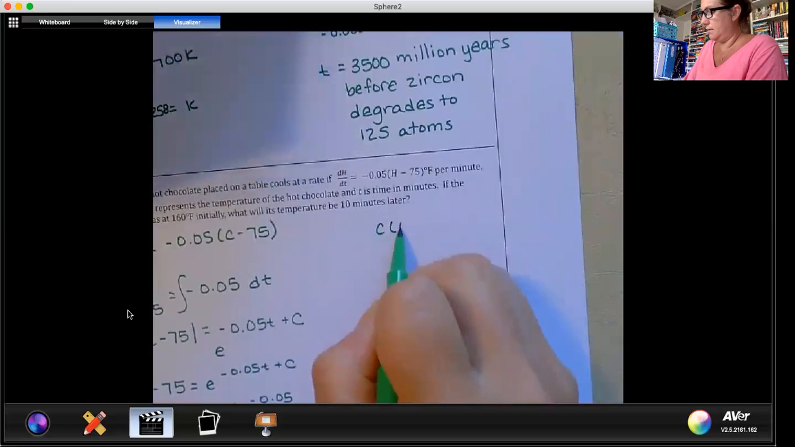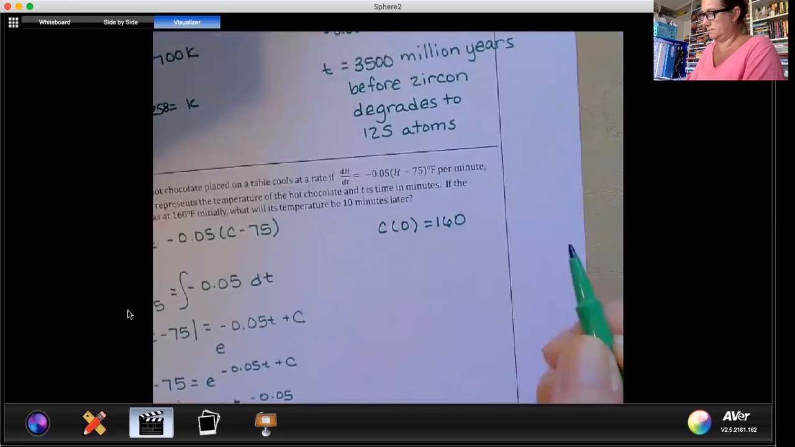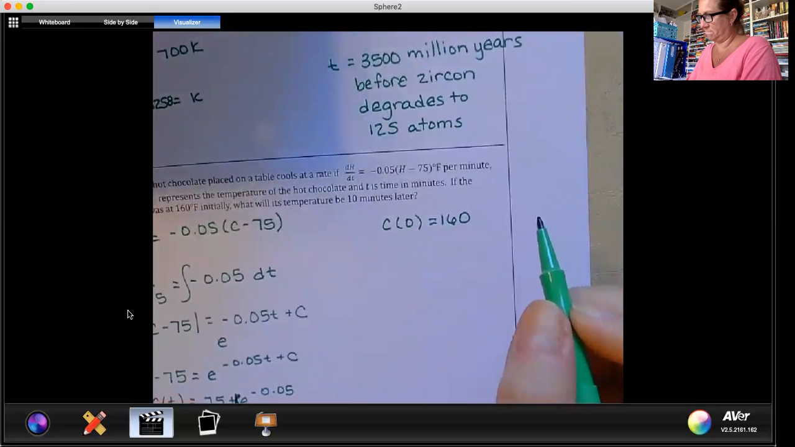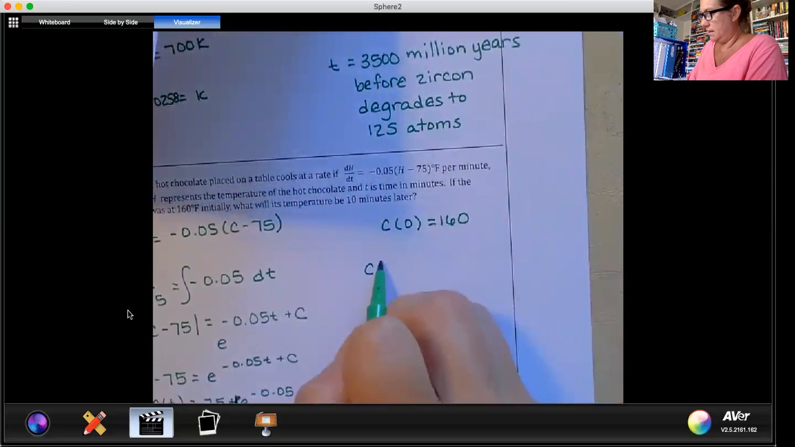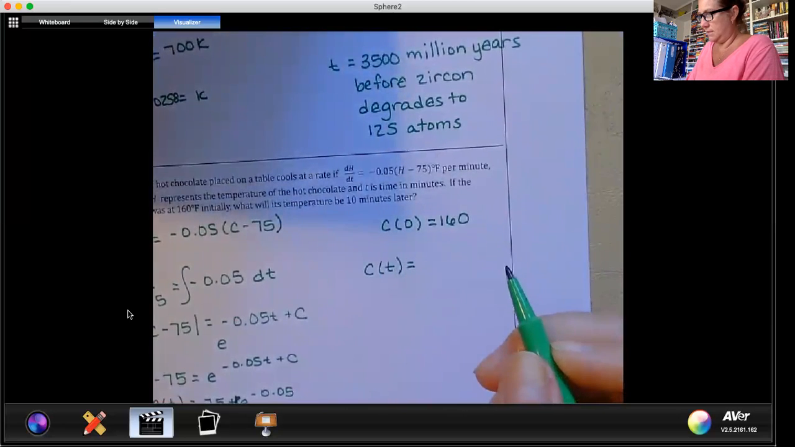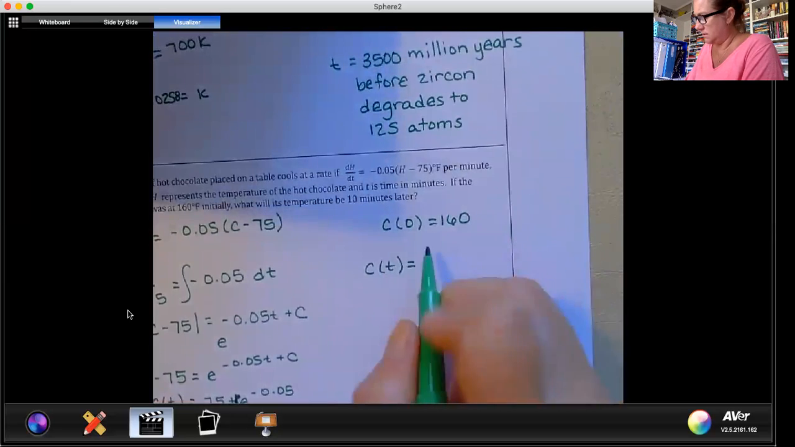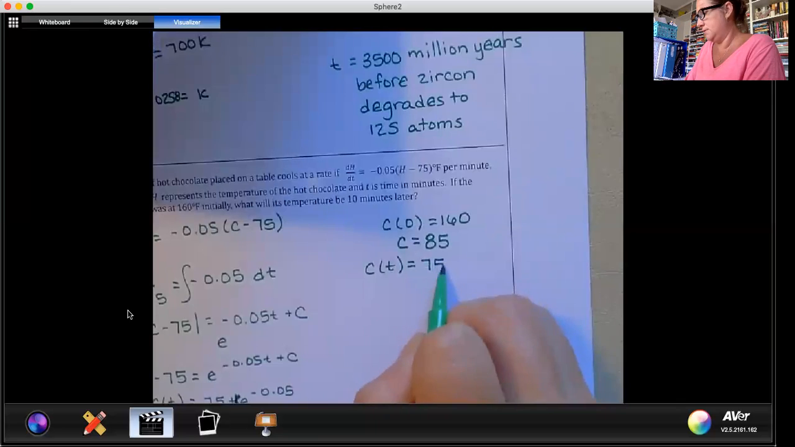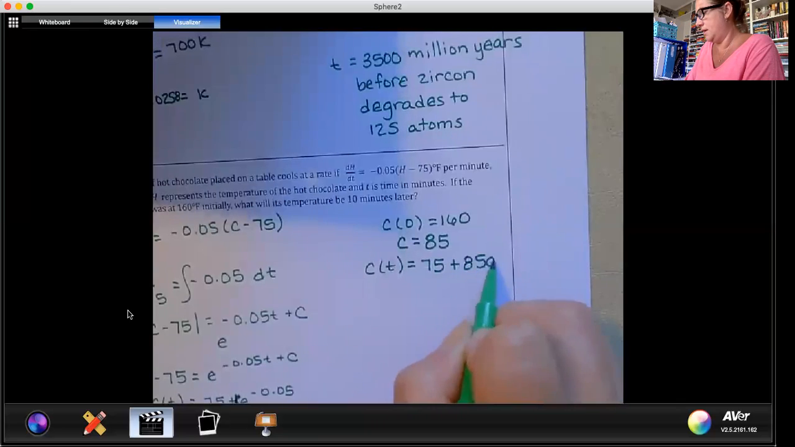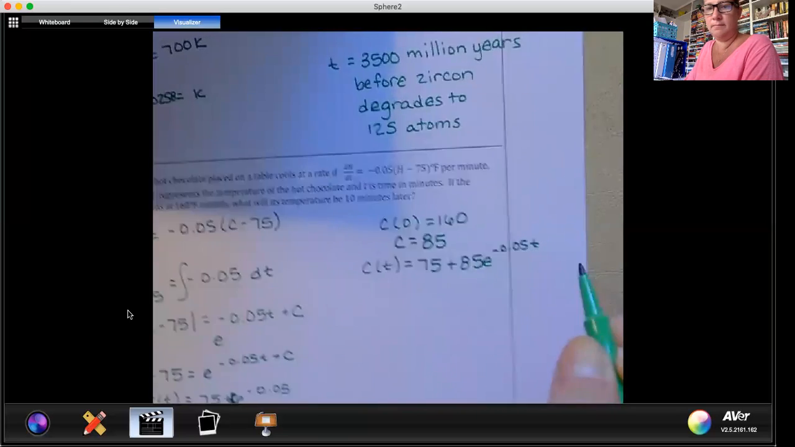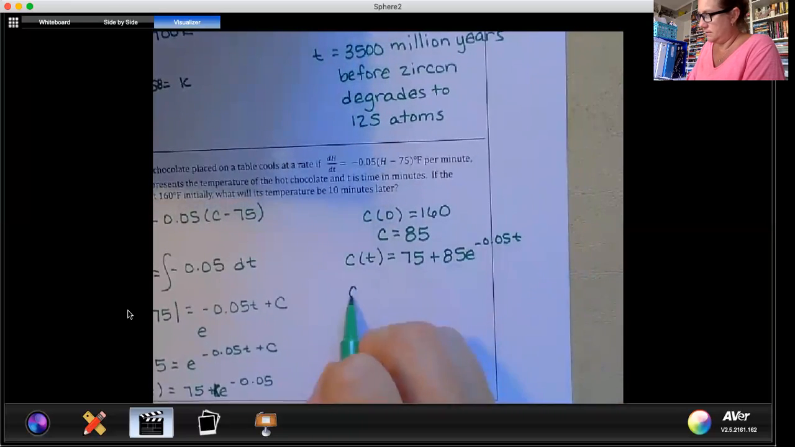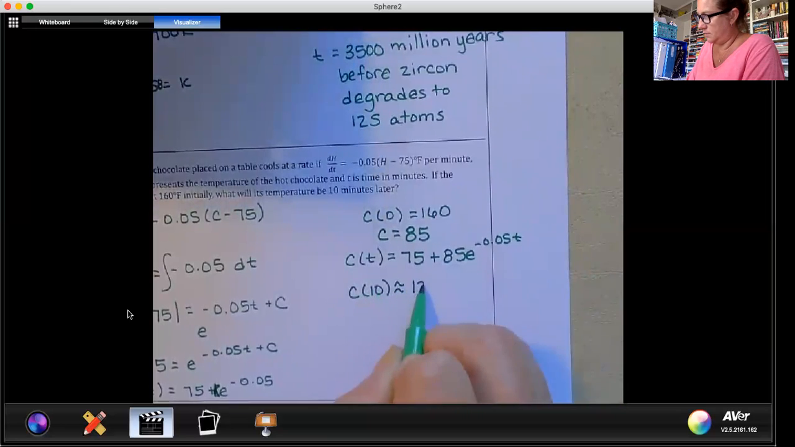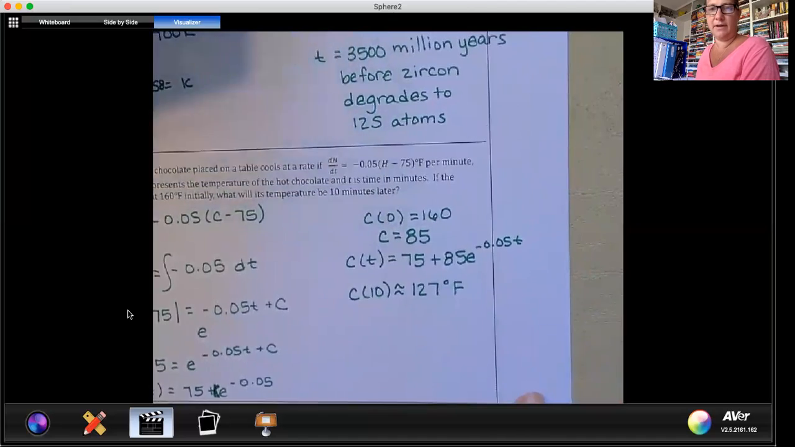So C of 0 we said was 160. So C of t is equal to, did we find K? So it looks like K is going to be 85. So 75 plus 85 e to the negative 0.05t. So C of 10 is approximately 127 degrees Fahrenheit.